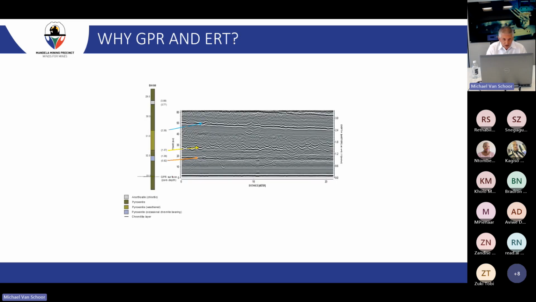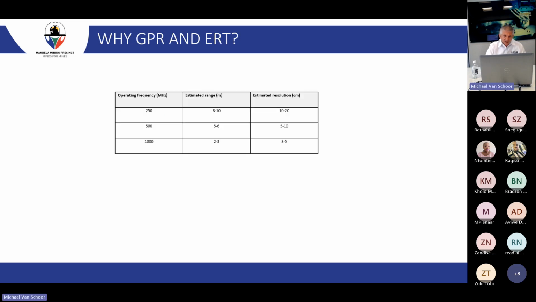This is just an example of a more detailed radargram where you can see different types of features in the same radargram. And most often your correlation between your radar responses and your lithology, or your expected lithology, is quite good.